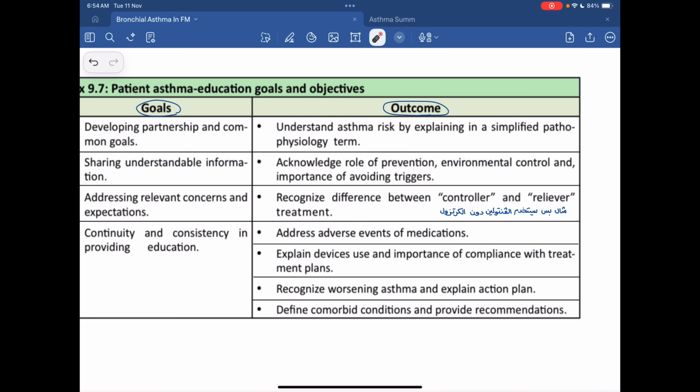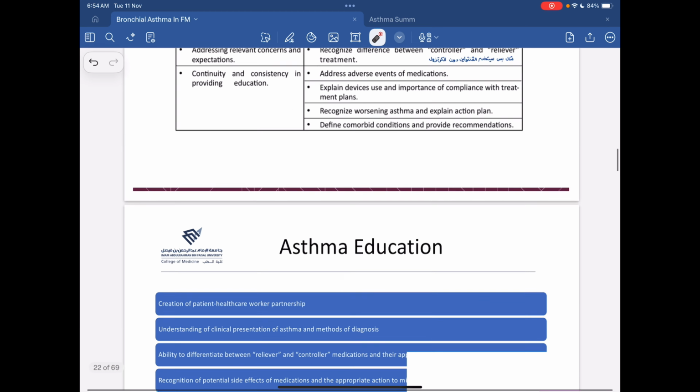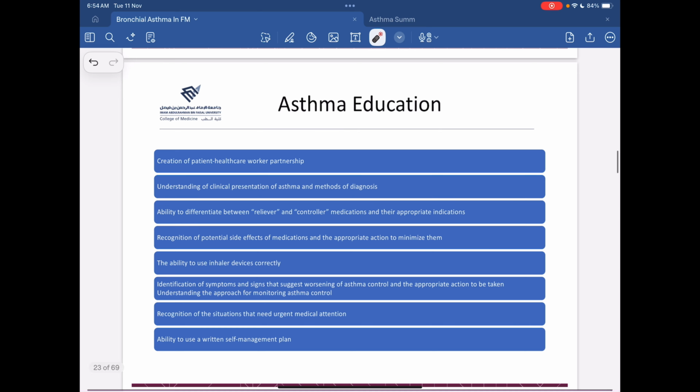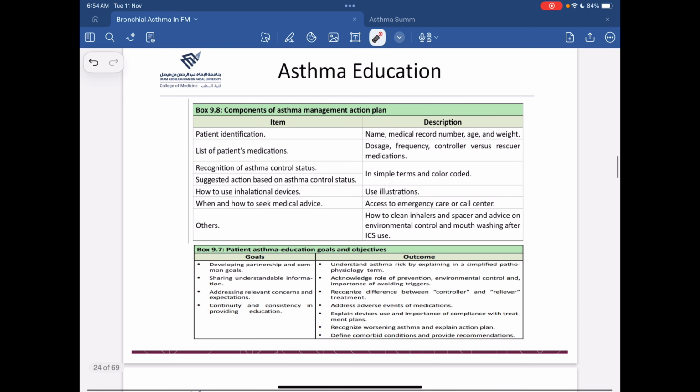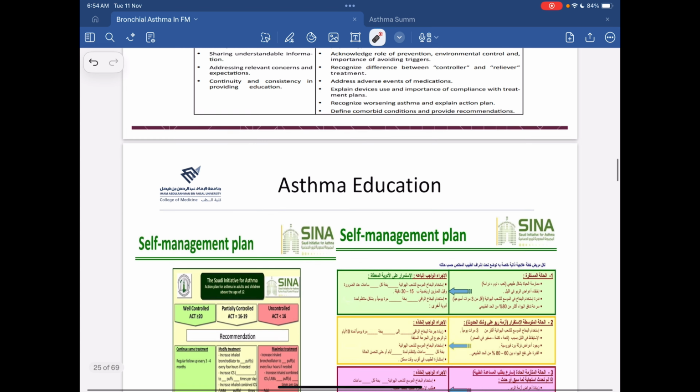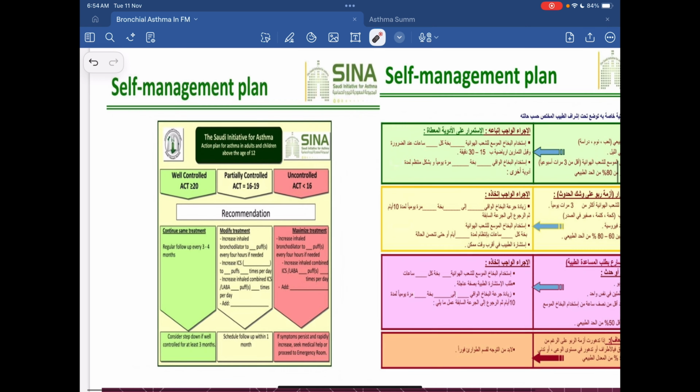Recognize difference between controller and reliever treatment, address adverse events of medications, explain devices and the importance of compliance with treatment, recognize worsening asthma and explain the action plan, define comorbid conditions, and provide recommendations. I'm not going through this خاص. You can see them yourself.